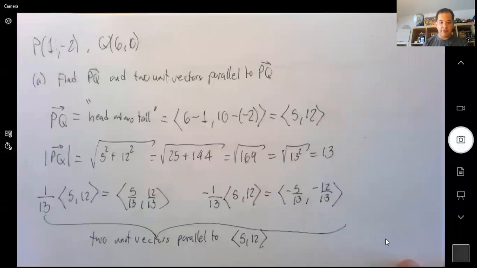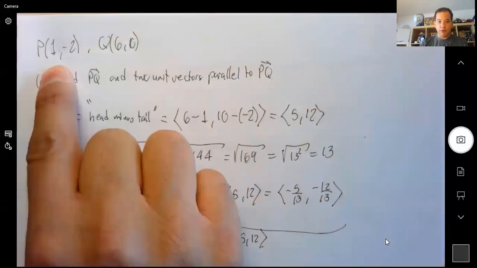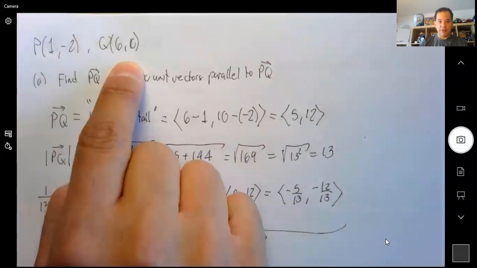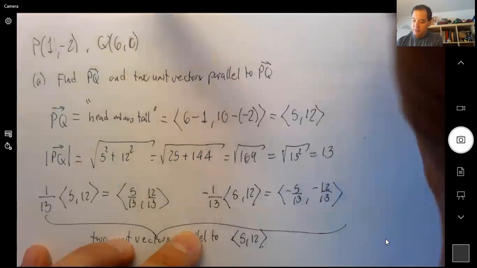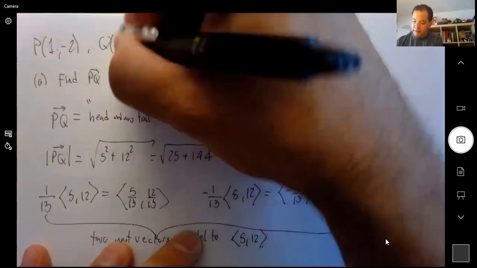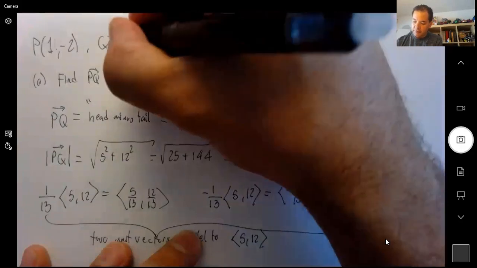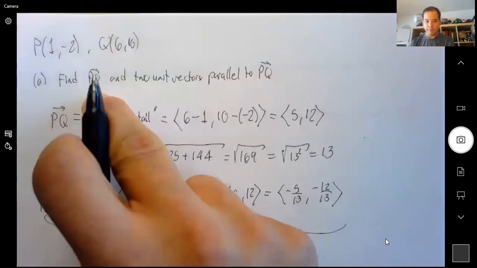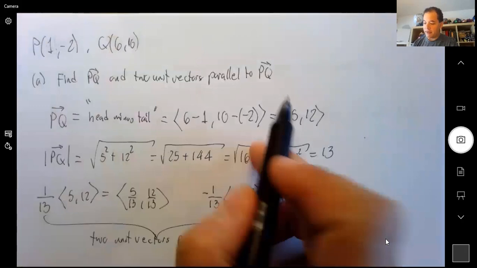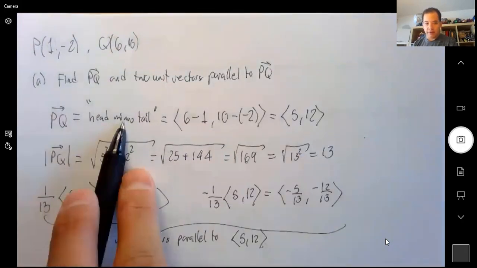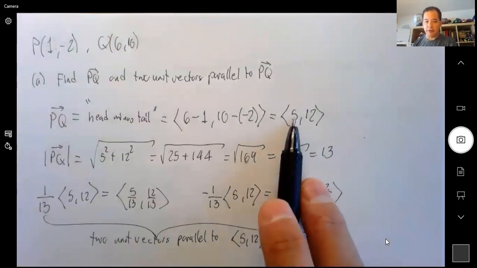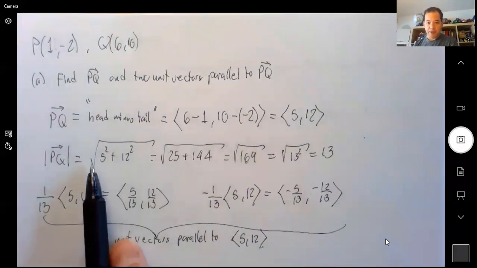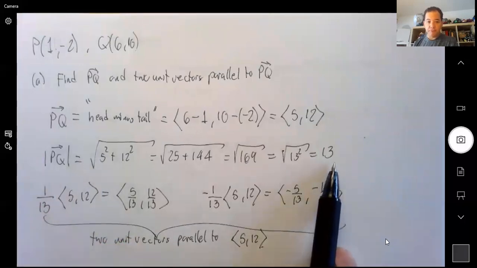So this is a problem we last did yesterday. We had these 2 points, the point 1, -2, and 6, 10. So 1, 0. And we first wanted to find out what is the position vector corresponding to PQ, and then a unit vector parallel to PQ. So we did heads minus tail to find out the position vector. So that position vector has these coordinates, 5, 12. And then the magnitude of that is 13.